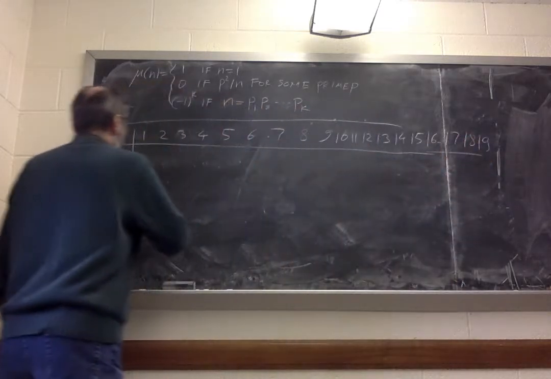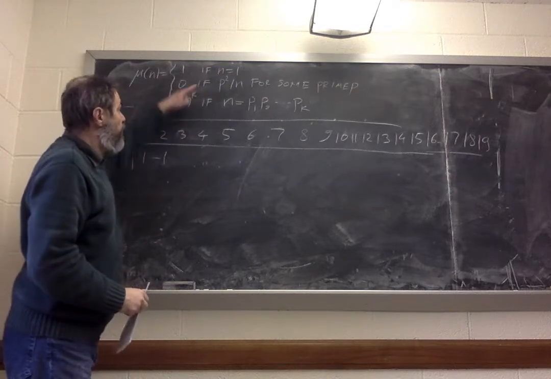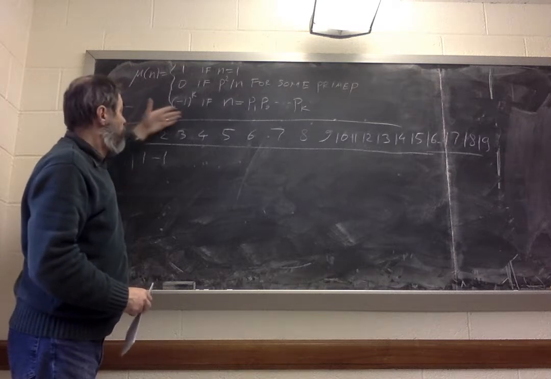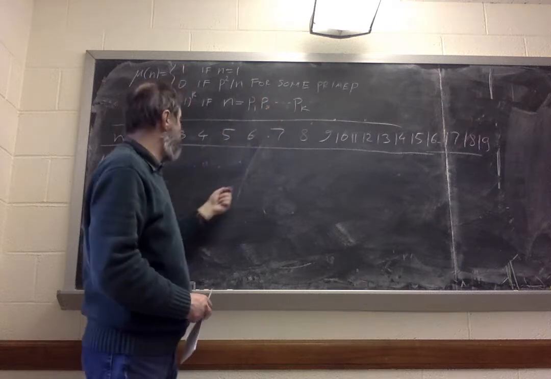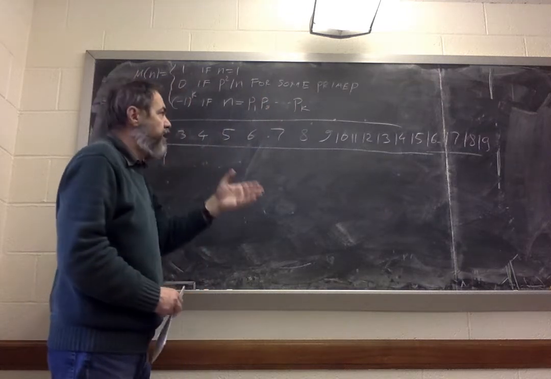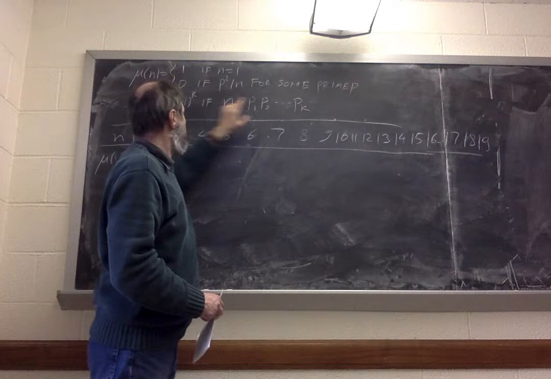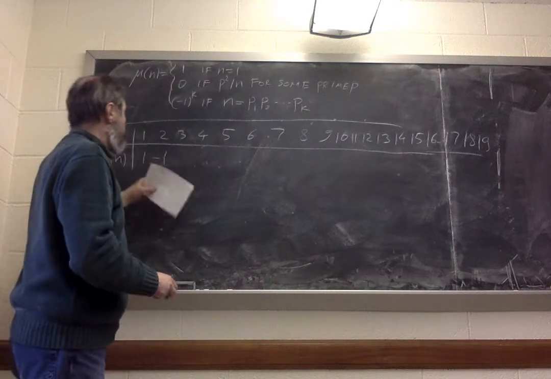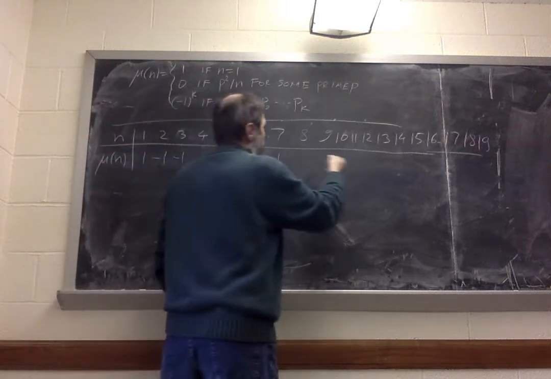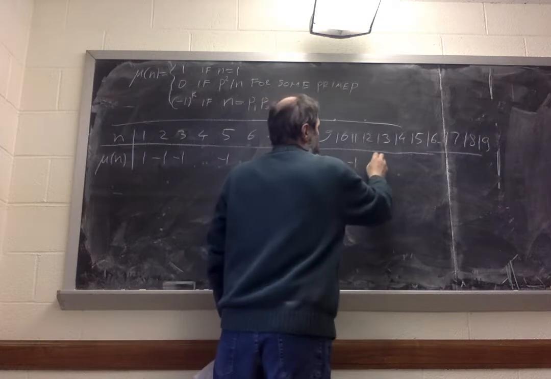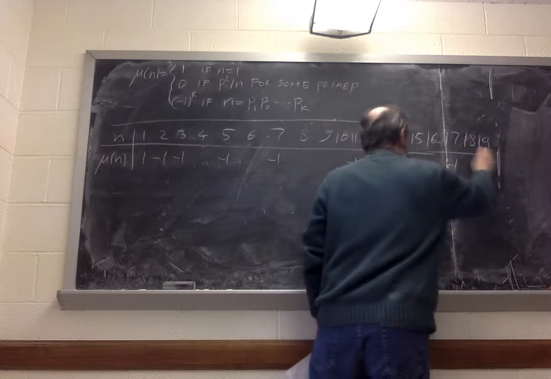Mu of 1 is 1 by definition. Mu of 2 is minus 1. No square of a prime divides the number. Actually, the number is a single prime. k is 1, there's a single prime involved, so it's minus 1 to the 1. And I keep this in mind: anytime I have a single prime, just p1, k is 1, it's minus 1 to the 1, which is minus 1. So mu of 3 is minus 1, of 5 is minus 1, of 7 is minus 1. Any other primes? 11, minus 1. 13, minus 1. 17, minus 1. 19, minus 1.